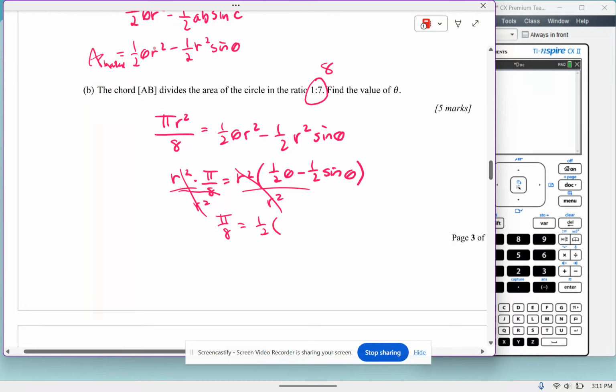Oh, I also have a 1/2 over here that I can factor out. And then I'm going to multiply both sides by 2. So now I have pi over 2 times pi over 8 is going to be pi over 4 theta minus sine theta. And then you would just graph in radians to see where those two things cross.